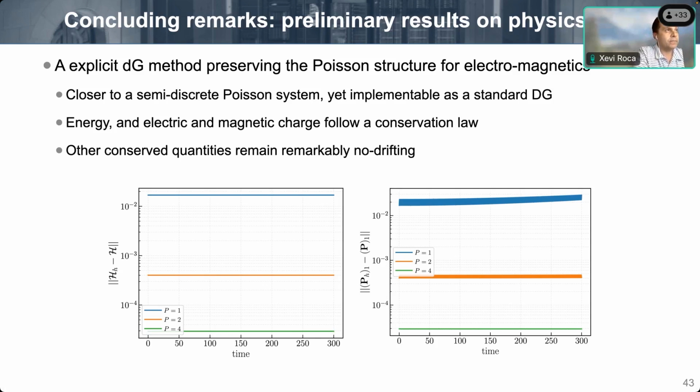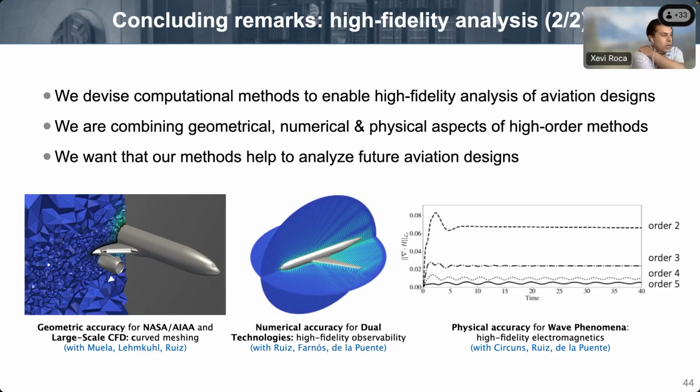Next slide. So summarizing, in the group we are devising computational methods to help enable high fidelity analysis of aviation designs, both for electromagnetics and computational aerodynamics. And to do so, we are combining solutions for geometrical, numerical, and physical challenges of high-order methods. And we are doing this because we want our methods to help analyze future aviation designs.